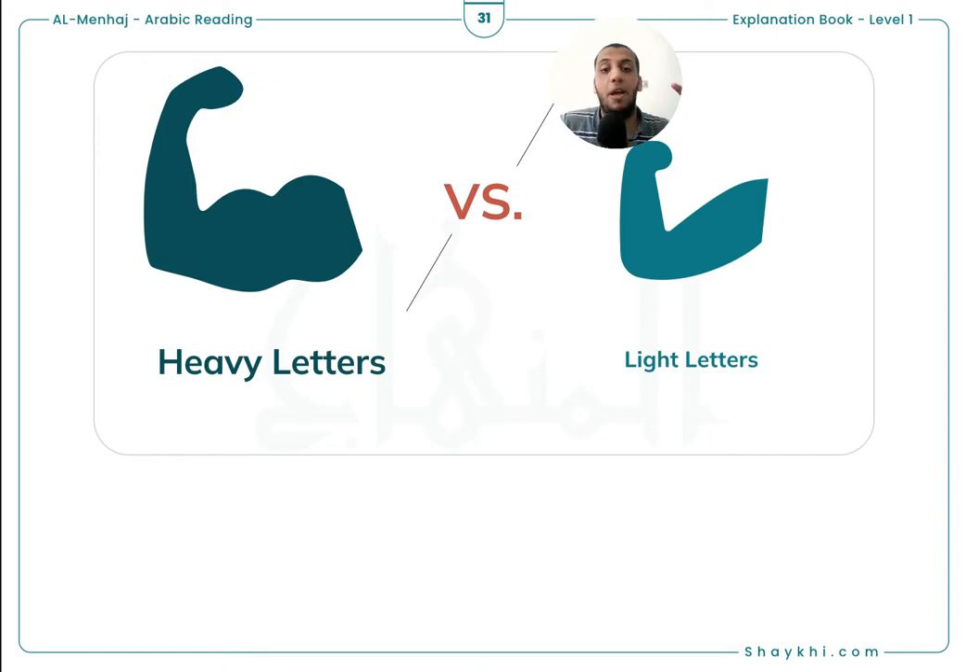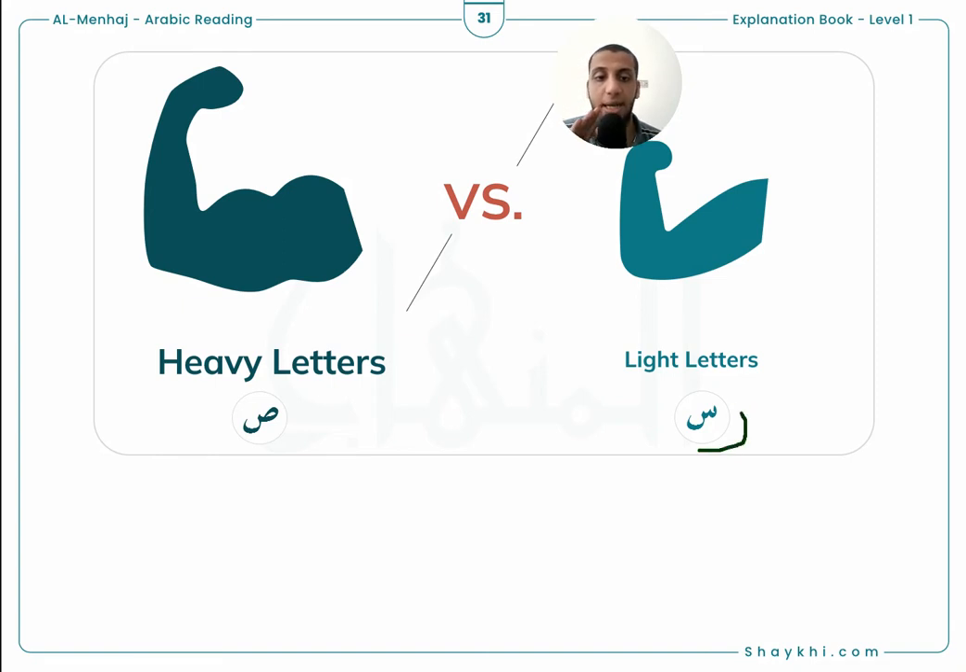Actually, we have two types of letters. We have letters that are called heavy letters, heavy Arabic letters, and we have other letters that are called light letters. So these are the two main categories of the Arabic letters. Some of them are heavy letters and the others are light letters. So what is the difference between them? Let's first of all take an example.